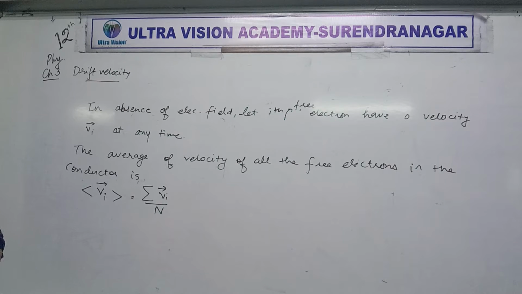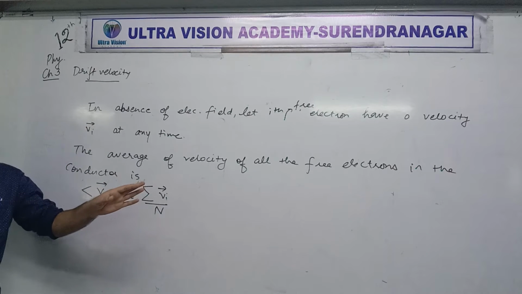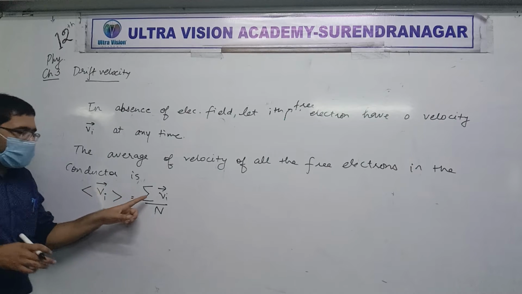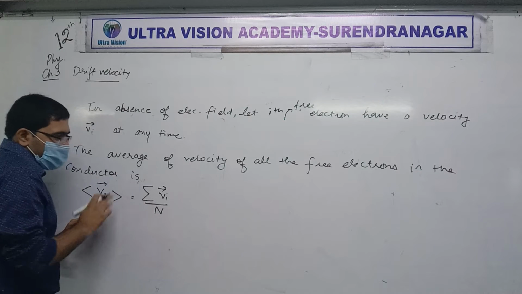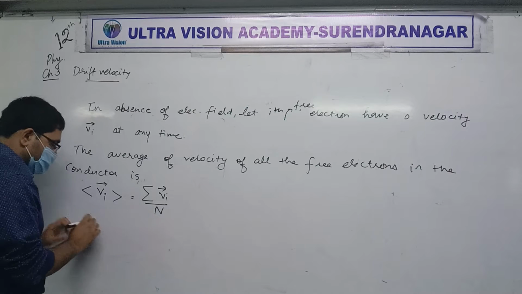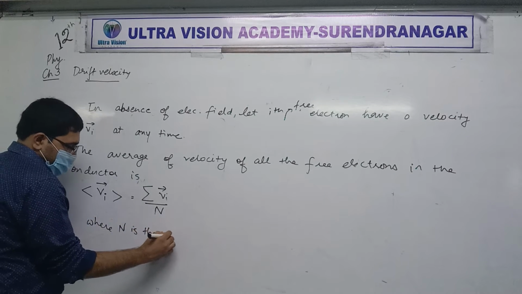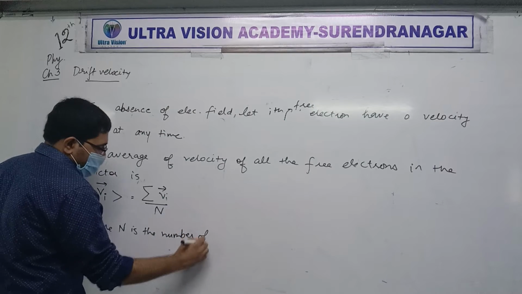He has 2 pens, you have 3, you have 4, you have 5, like that. Then we find the average. That would be the average of the pens that you all have. Clear or not? Did you understand? So this is the average of the velocity of free electrons. It's not the average velocity. So if we add all the velocities and then divide by n, what is n? n is the number of free electrons.